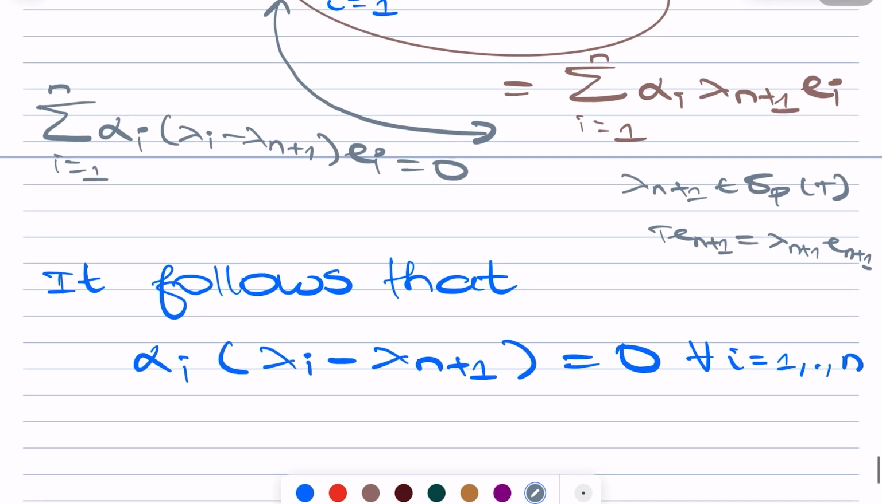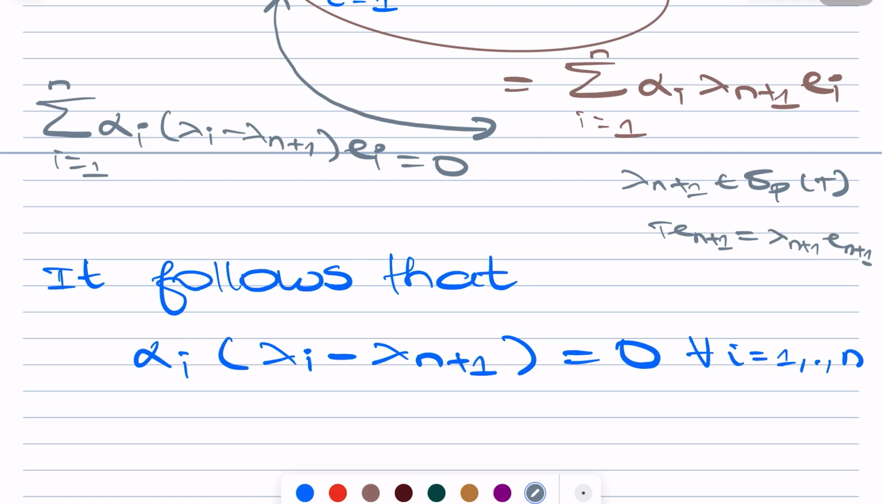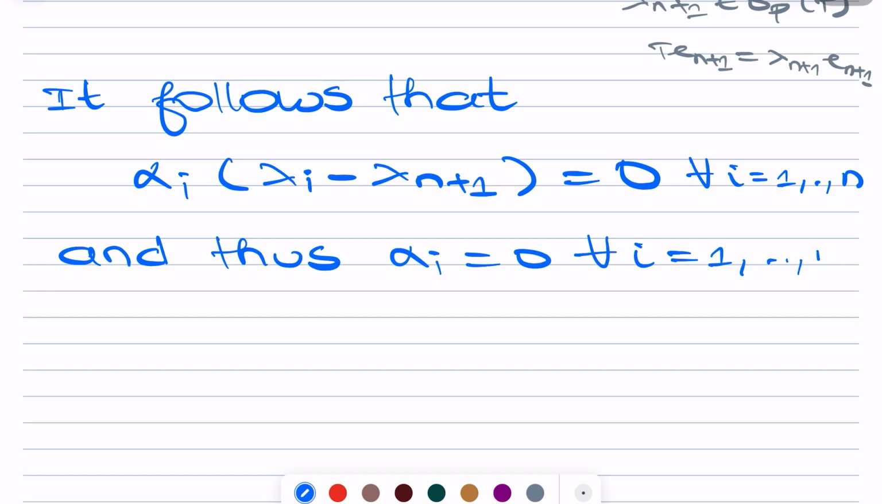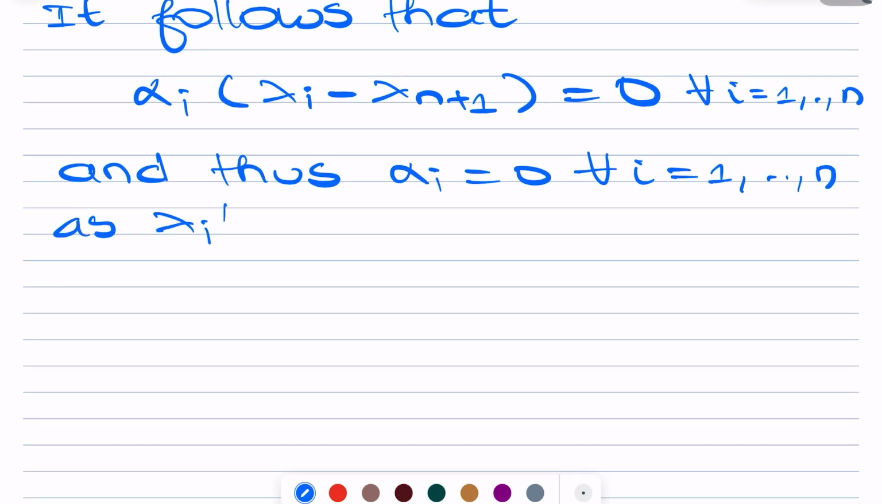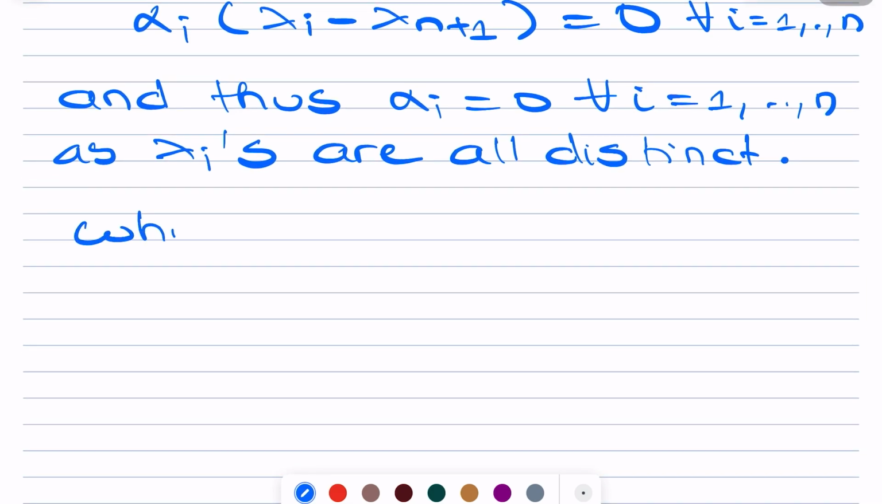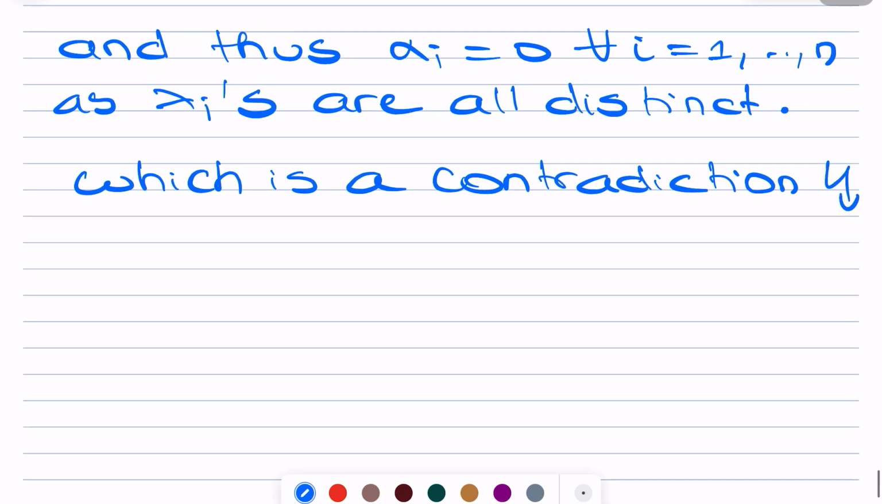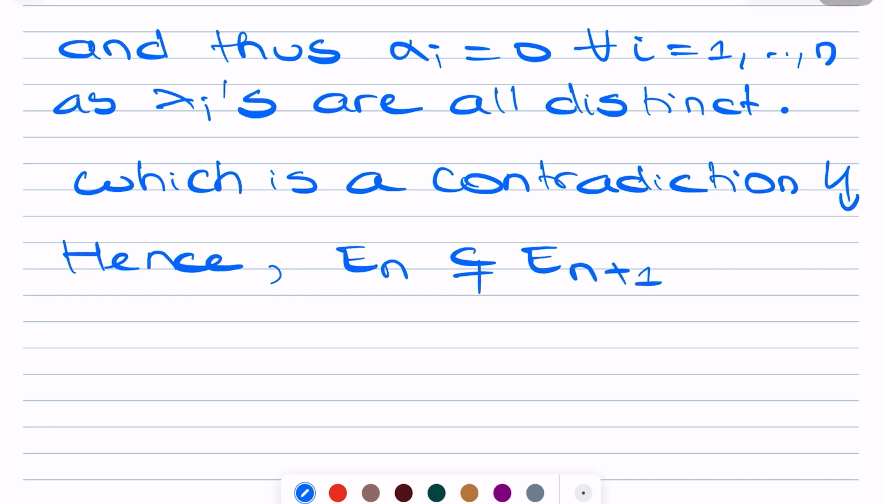Now, because the e_i, i running from 1 to n, are linearly independent, it follows that the coefficients are all 0, so alpha_i (lambda_i minus lambda_{n+1}) equals 0 for every i from 1 up to n. We can conclude that alpha_i equals 0 for every i, for the simple reason that the lambda_i are all distinct, meaning that lambda_i minus lambda_{n+1} is different from 0. Which is a contradiction to the fact that e_{n+1} is an eigenvector. Hence, E_n is a proper subspace of E_{n+1} for every n.